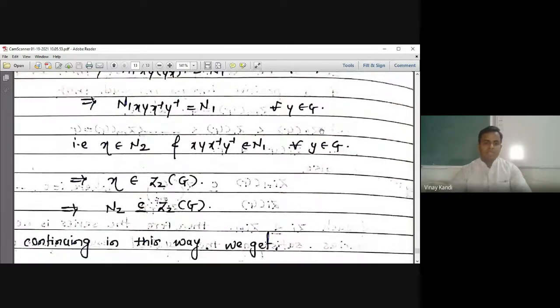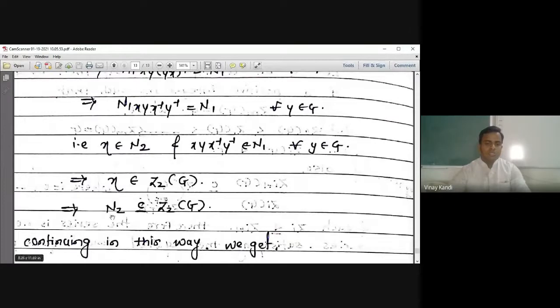Hence, if we take an X belongs to N2, here we get X, Y, X inverse Y inverse belongs to N1 for all Y belongs to G. This means that N1, XY, X inverse Y inverse is equal to N1, which means that X, Y, X inverse Y inverse belongs to N1 for all Y belongs to G. It implies that X belongs to, but this is the definition of Z2 of G. So X belongs to Z2 of G.